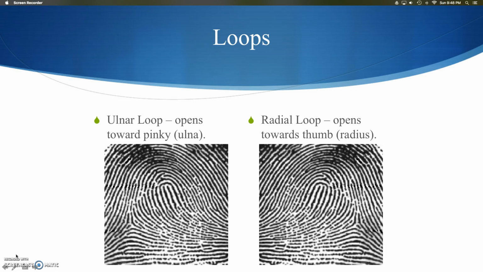On the right hand, if the loop opened towards the thumb, we call the print a radial loop. It is called radial because the loop opened towards the radius, which is a bone of the forearm. Again, on the right hand, if the loop opened towards the pinky or little finger, we call the print an ulnar loop. It is called ulnar because the loop opened towards the ulna, which is the other bone of the forearm. Impressions from the left hand would be reversed.